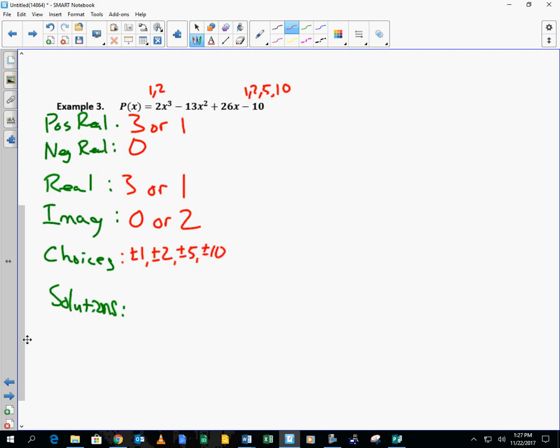Good. A half. 5 halves. Would it be great if we could eliminate some of those? Which ones can you eliminate? Why? We know that there's no negative solutions, folks.